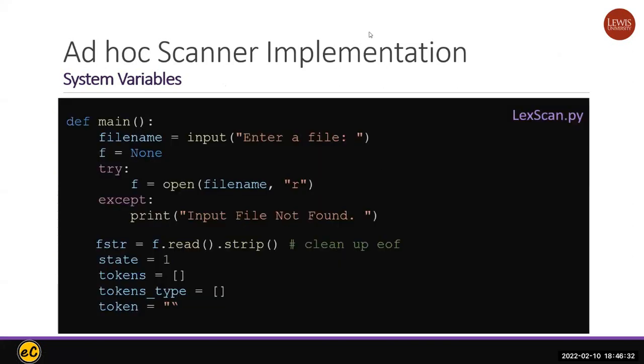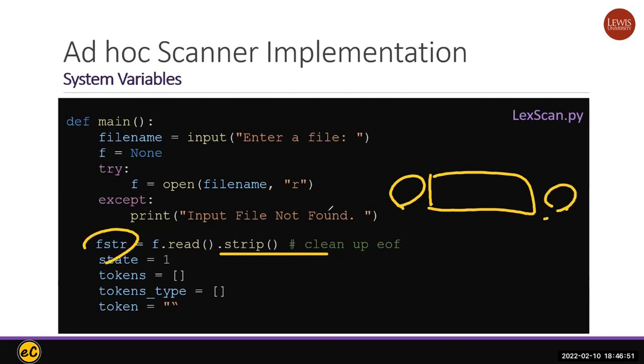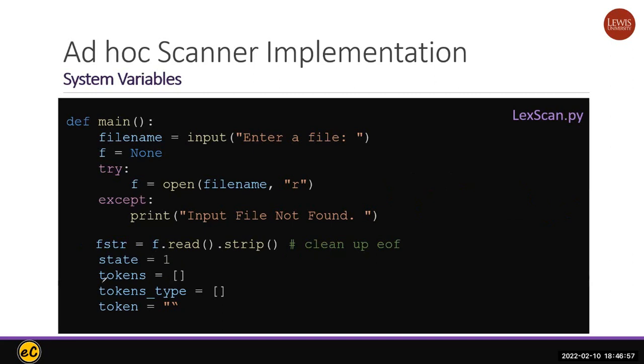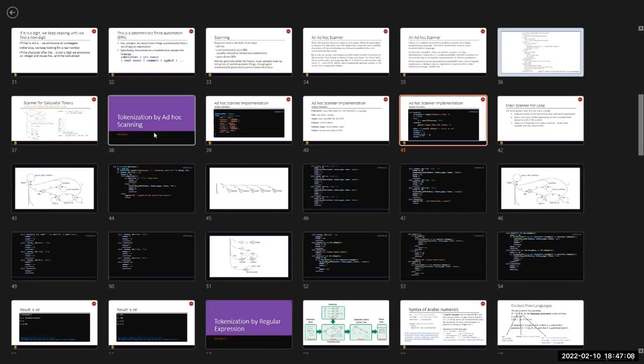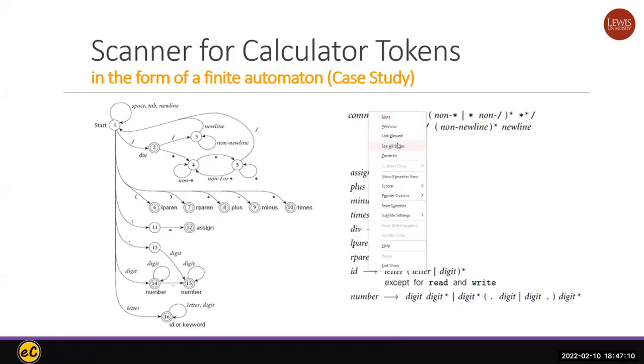So now in your main program, you read in the input file, and if the file does not exist, then we say input file not found. Otherwise, we read in the whole file, clean up the end of file or the white space before and after it, and put it into a string. The initial state we set to state 1, and the number of tokens we set to empty. We don't have a token type, and the current token we set to an empty string. So this starts the finite state machine from state 1.